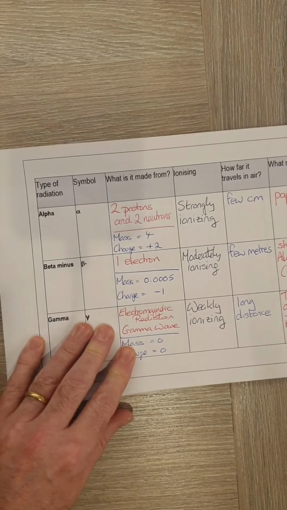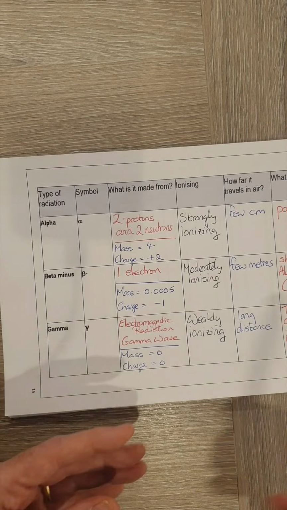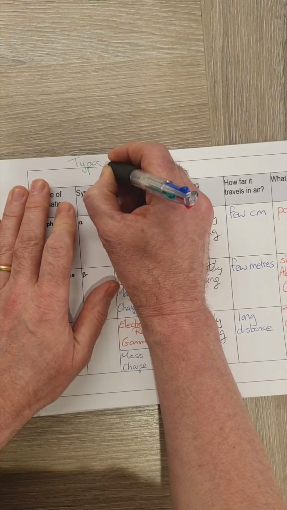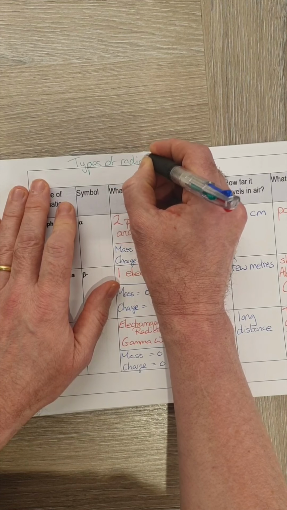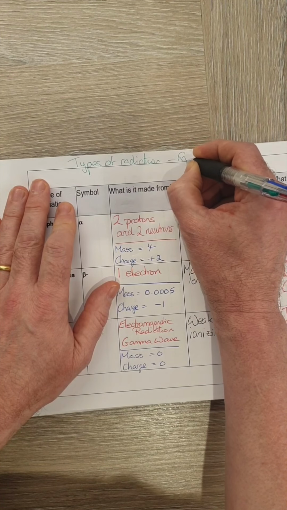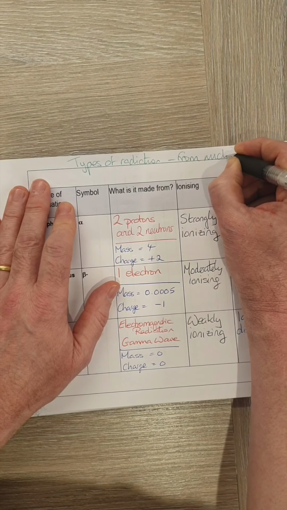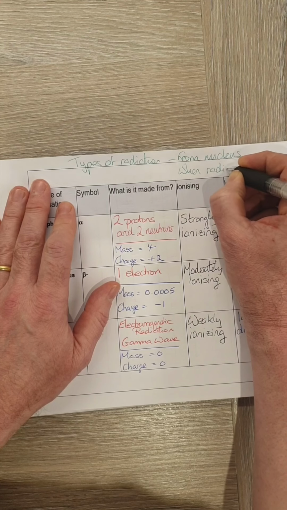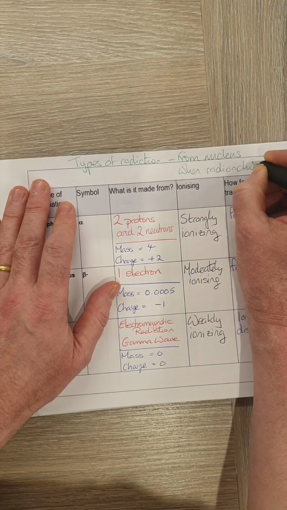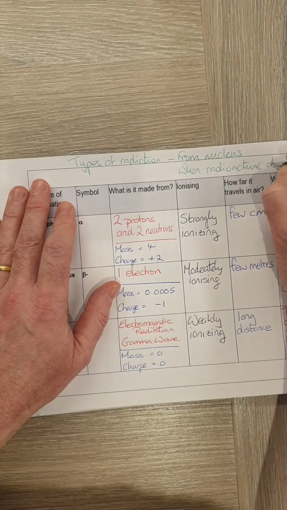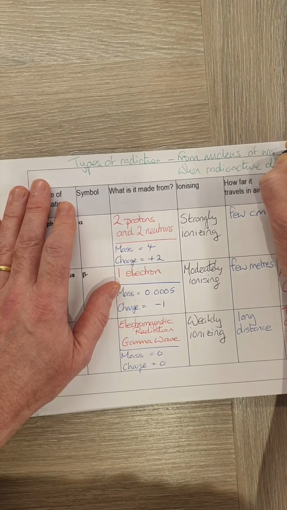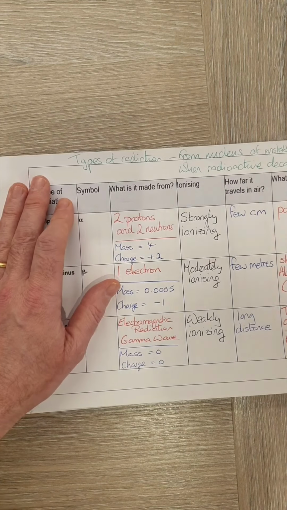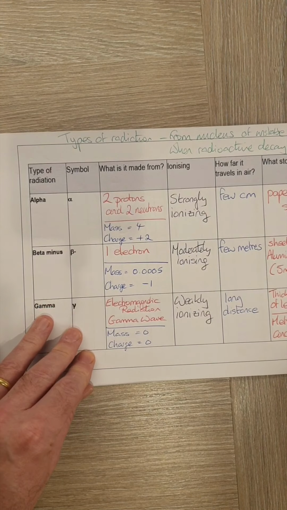Remember, these are the types of radiation coming from the nucleus when we have radioactive decay. So it's the nucleus of an unstable isotope when it undergoes radioactive decay.